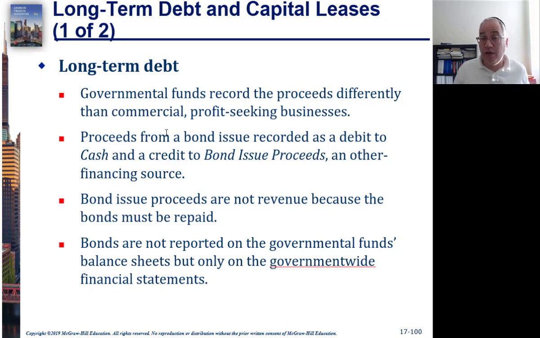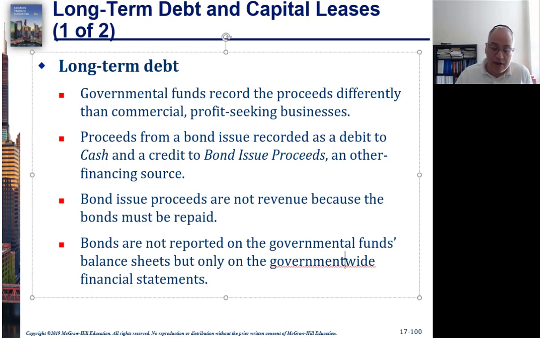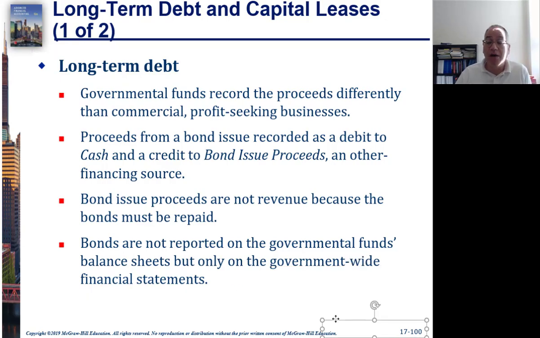The journal entry to record bonds would normally be debit cash, credit bonds payable. But since you don't have to pay this within 60 days of the end of the year, it's not a liability in a governmental fund. So the credit is going to go to other financing sources. We're going to see this in a long example that I'm going to go over in a moment. And again, bonds payable will not appear on the balance sheet of the fund.